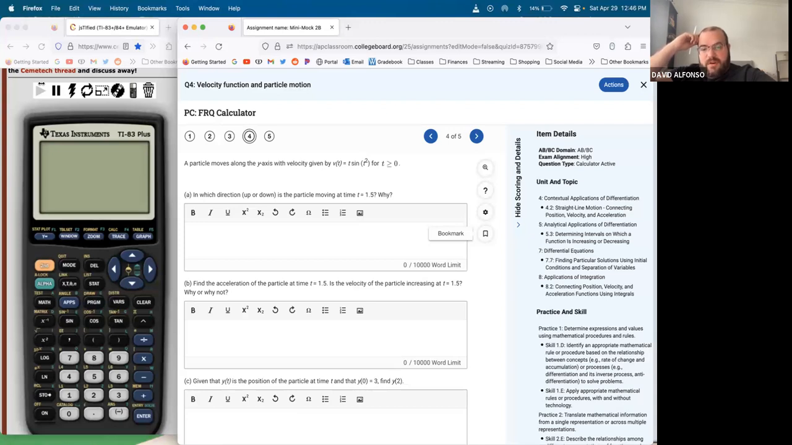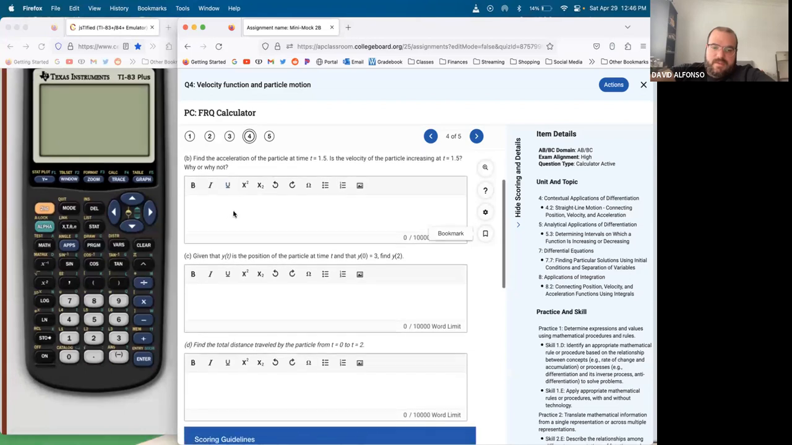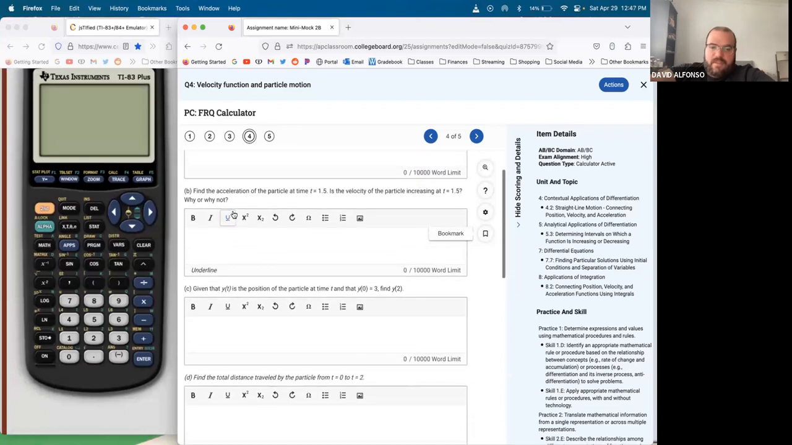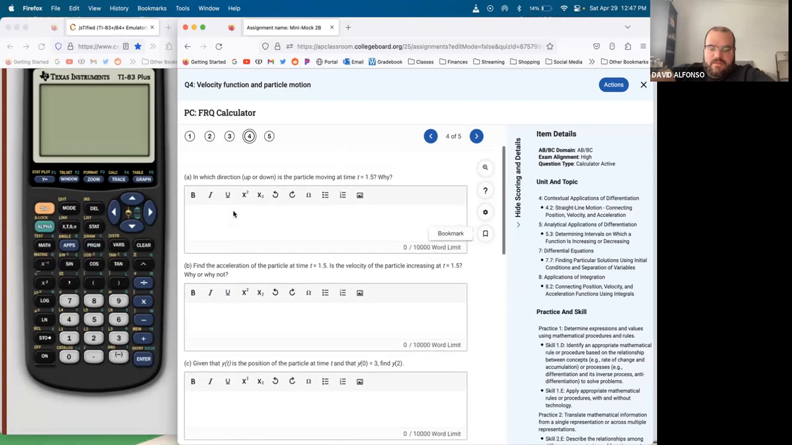Is the velocity of the particle increasing at 1.5? Why or why not? Part C, given that y of t is the position of the particle at time t equals 0. Part D, find the total distance traveled by the particle from t equals 0 to t equals 2.